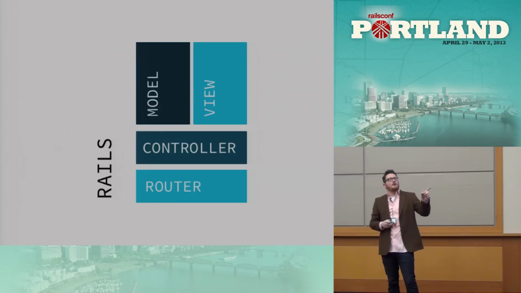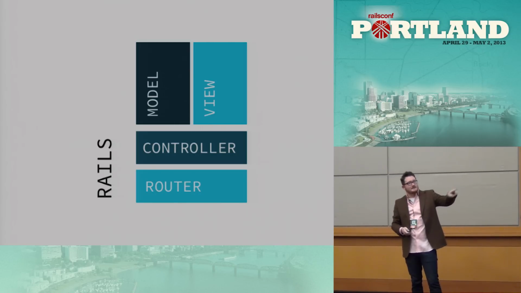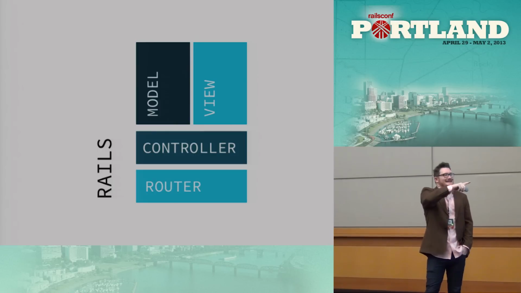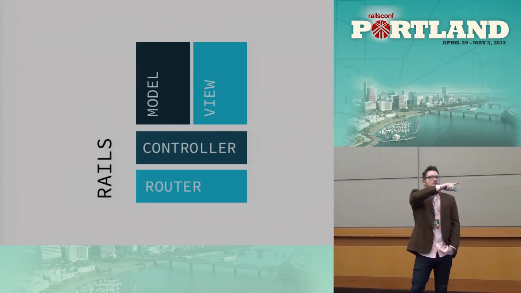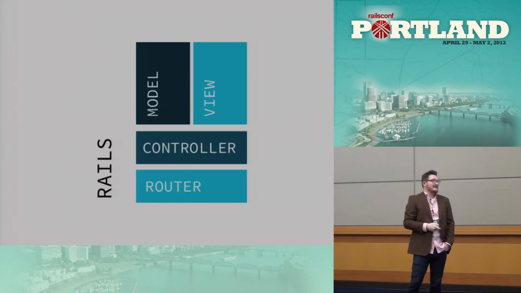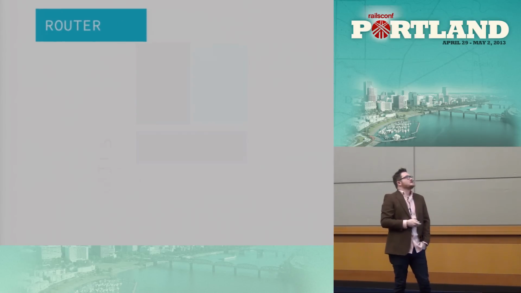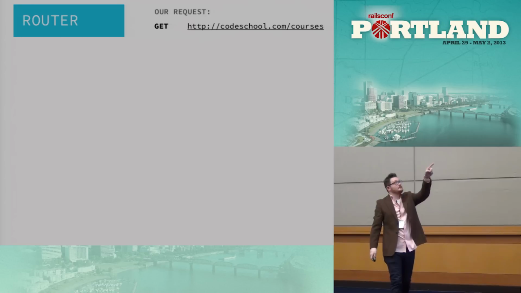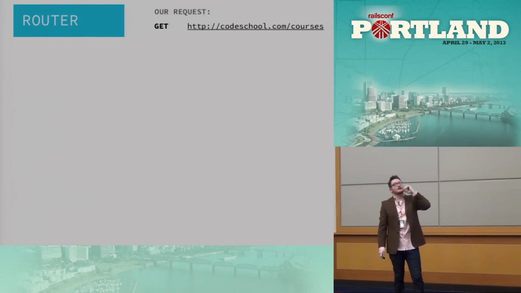So at that point in time, when Rails gets started up with the application server, the request essentially hits this router first. The router is going to tell the Rails application where to route this request in the application. So we start with the router. Remember, our request was a GET to codeschool.com/courses.